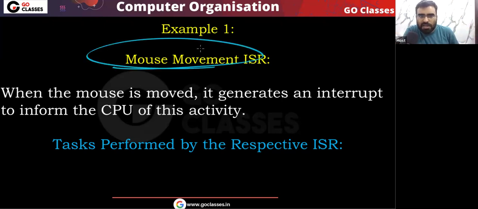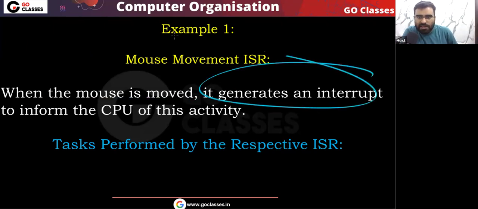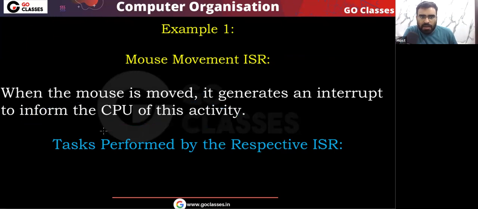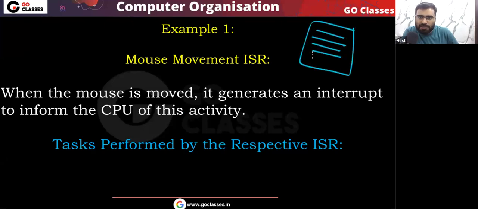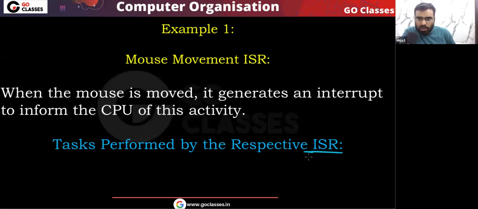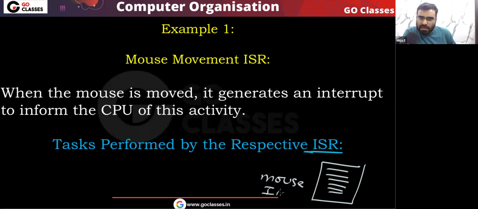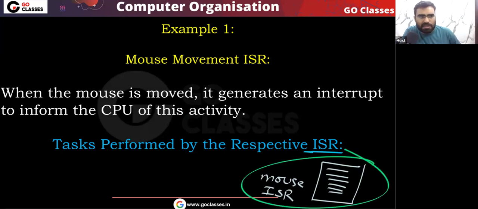When I move the mouse, the interrupt will go to the CPU. So when the mouse is moved, it generates an interrupt signal to the CPU. Now what will the CPU do? The CPU will service this interrupt coming from the mouse. The CPU will execute the mouse interrupt service routine. Is this clear? This is the mouse ISR, and the CPU will execute it to service the interrupt of the mouse.